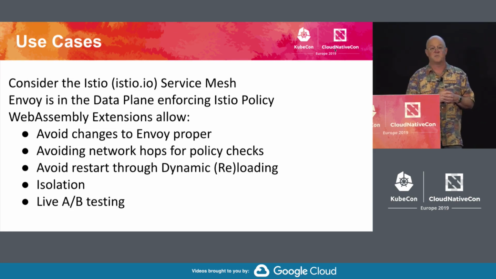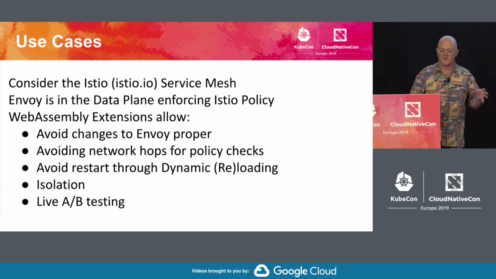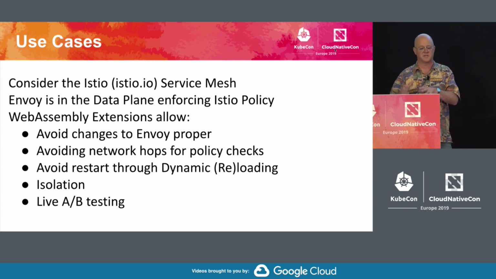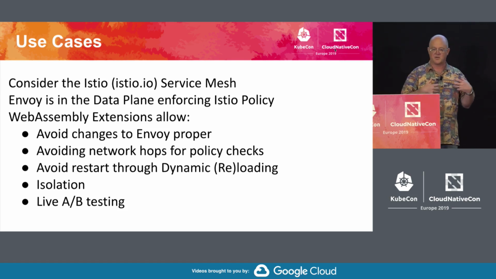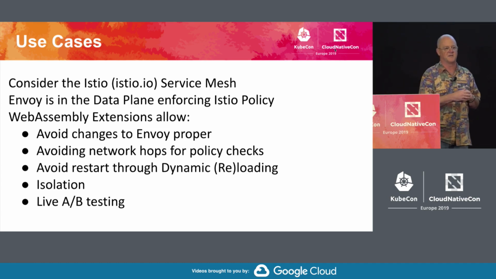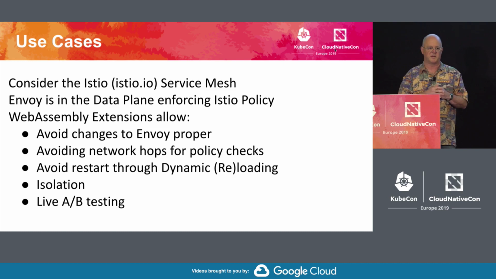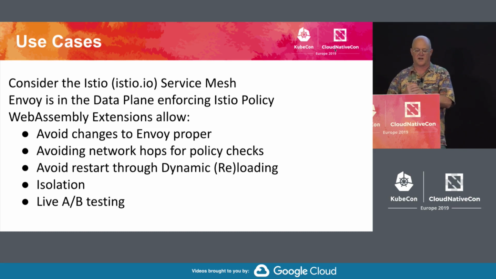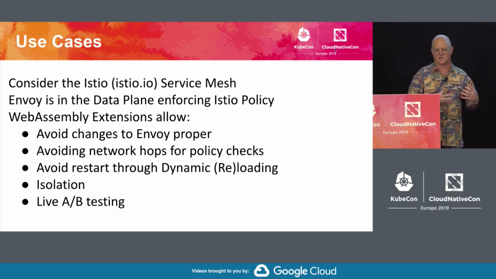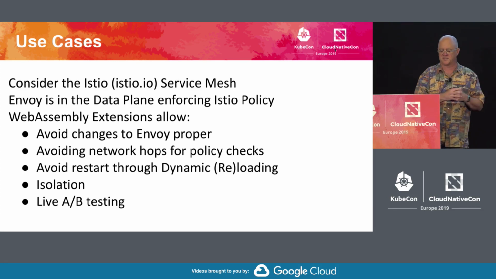So let's consider what use case you might have for something like this. Let's think about the use case of Istio, the service mesh. So Envoy is used in the data planes to enforce Istio policy. But by having WebAssembly extensions, we can avoid having to modify Envoy itself, which is a real big advantage because you can run on the standard code base. And it also means that you can avoid certain network hops during policy checks. So you can cache a lot of data locally without having to make a gRPC request to, say, Mixer.